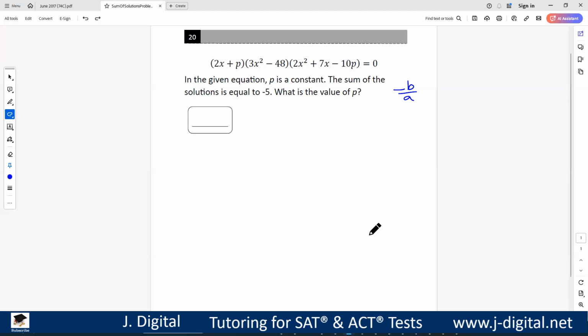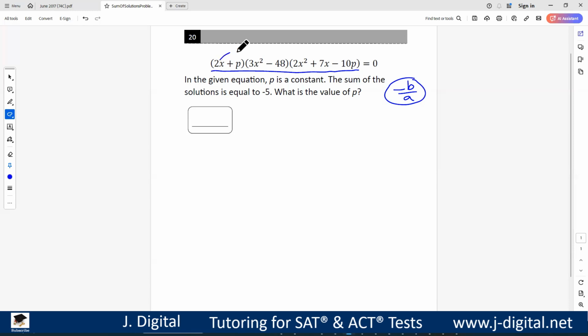Now, another way to solve this is if we could multiply this all out, then we'll have some polynomial, and then we could also use the negative b over a to solve it from there. Now multiplying that all out would take a long time, but the a and b are only 2 terms of this. So what's going to be our highest exponent?